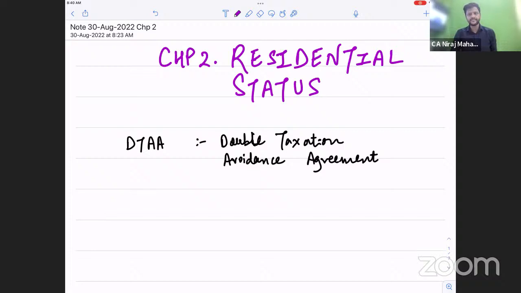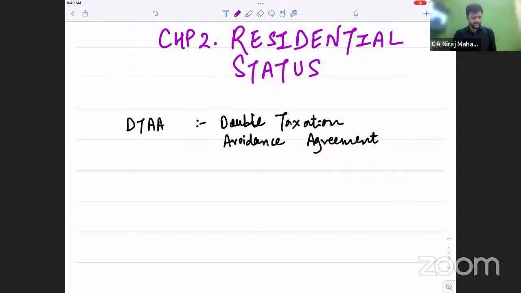Double taxation avoidance agreement. What will be the content of this agreement? What do you think? It is an understanding between the countries about where the tax will be levied, in which country, for a particular income, whether it is earned from this source of income or that source of income. Depending on that, tax will be levied in a particular country, but not twice. Clearly?